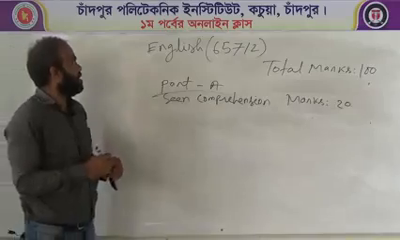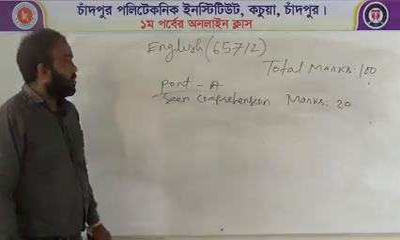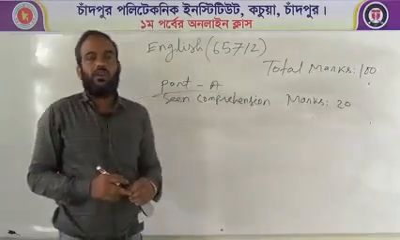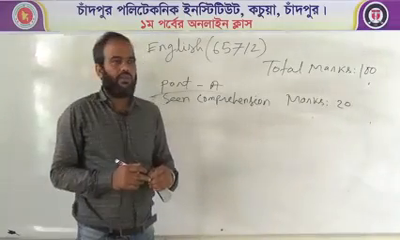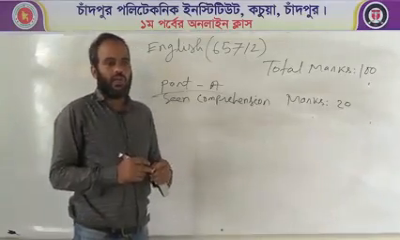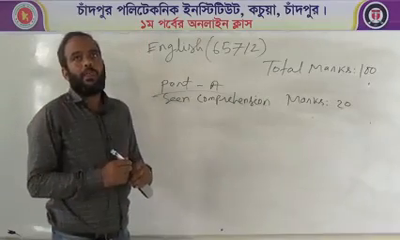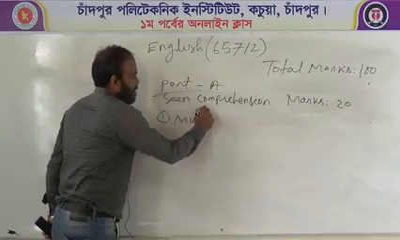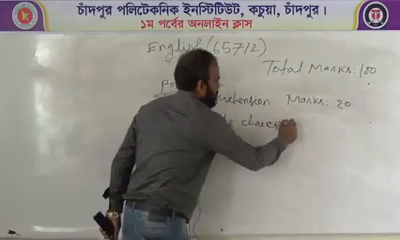Part A, English, is about comprehension, total marks 20. Here you have to read some passages from the textbook for classes 11-12 prescribed by NCTB, the National Curriculum and Textbook Board, Dhaka. What are the items you have to deal with here? Now I am writing. Number 1, multiple choice question.